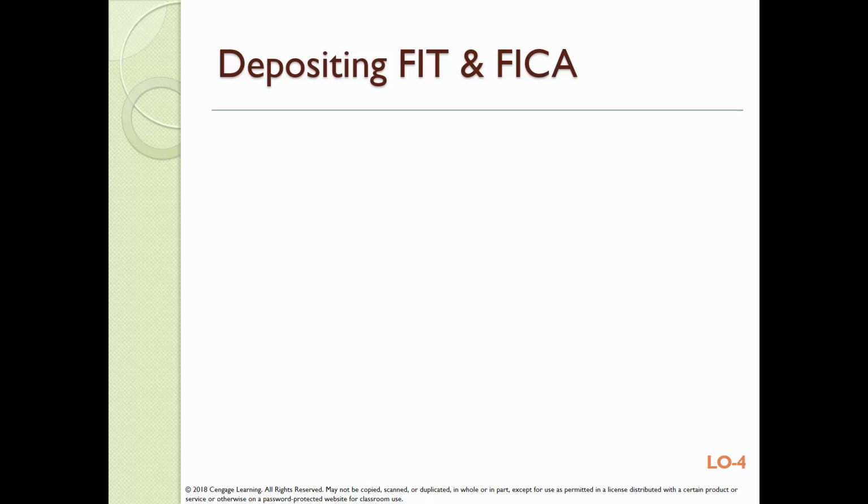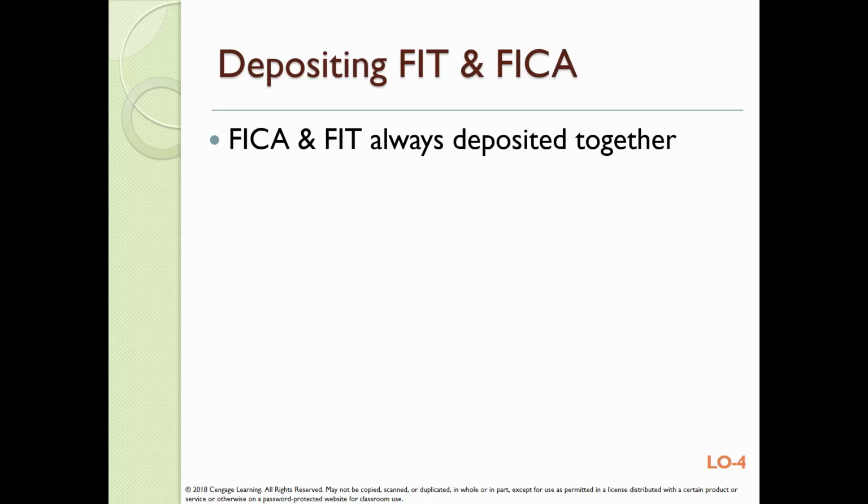Okay, now this is important. What we've been studying in this chapter is how to calculate FICA, right? How do I take FICA out of my people's paychecks? Anything you take out of your people's paychecks has to go somewhere. You have to send it to somebody. If I take union dues out of your paycheck, I have to submit them to the union. If I take health insurance premiums out of your paycheck, I have to send them to the insurance company. If I take FICA and FIT out of your paycheck, I have to send it to the IRS. And then I got to match the FICA, right? So it's always deposited together.